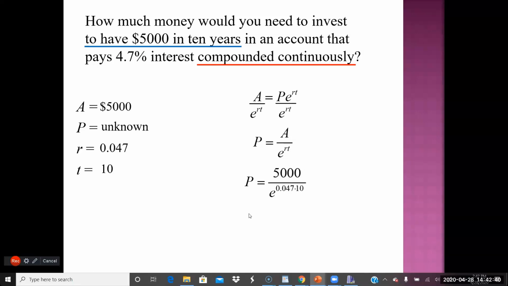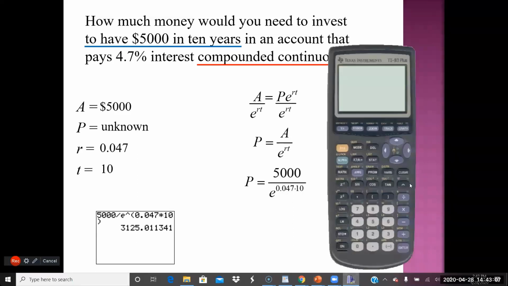Now go ahead and put this into your calculator. Make sure you know where e is and how to work with it. This is what it would look like in your calculator: you have 5,000 here divided by e to the caret. And again, put in parentheses this multiplication, 0.047 times 10. Make sure you put that in parentheses, and see if you can get the same number. I'll do it along with you.